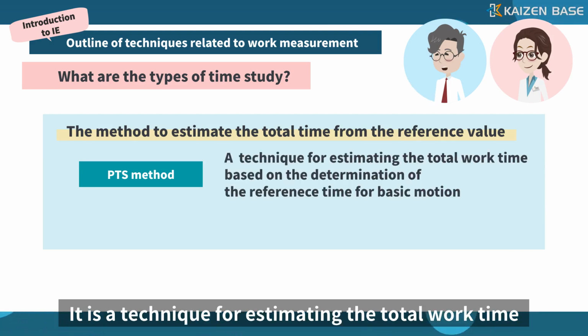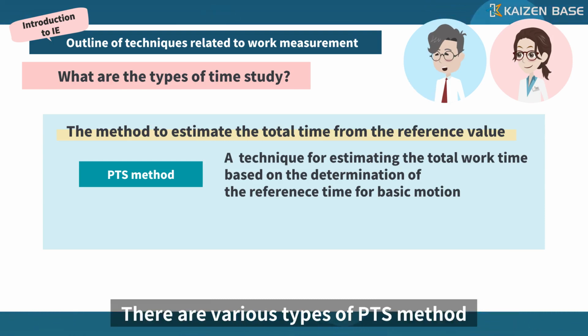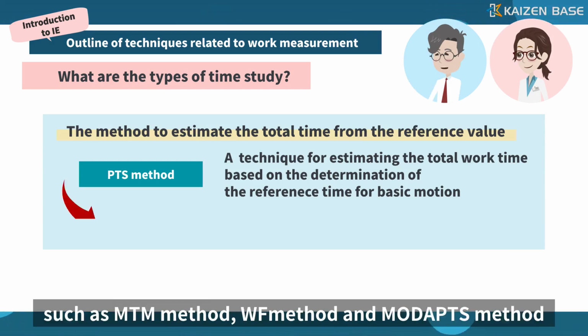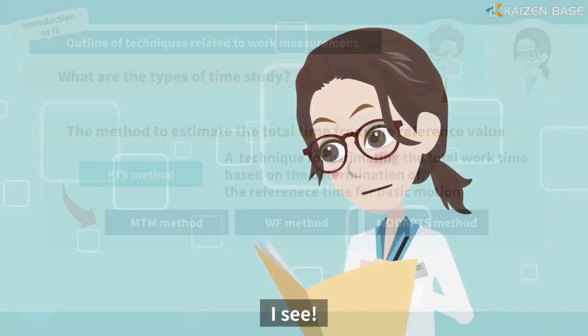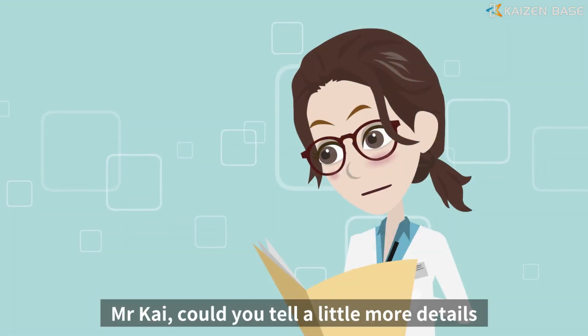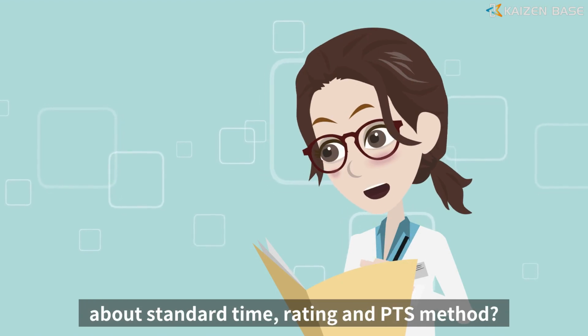It is a technique for estimating the total work time based on the determination of the reference time for basic motion. There are various types of PTS method, such as MTM method, WF method and MODAPTS method. I see. Mr. Kai, could you tell a little more details about standard time, rating and PTS method?